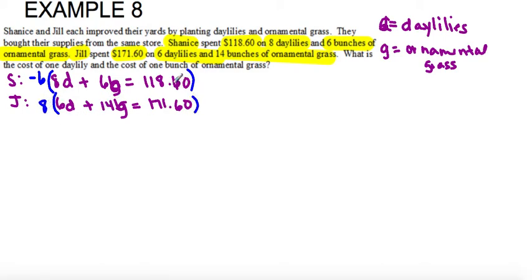Okay, so when I multiply the top equation by -6, -6 times 8D is -48D. And then -6 times 6 is -36G equals, and then we have -6 times 118.60, which is -711.60.